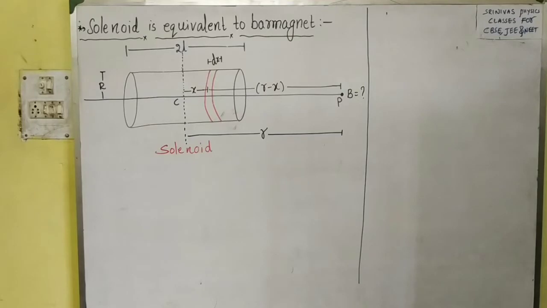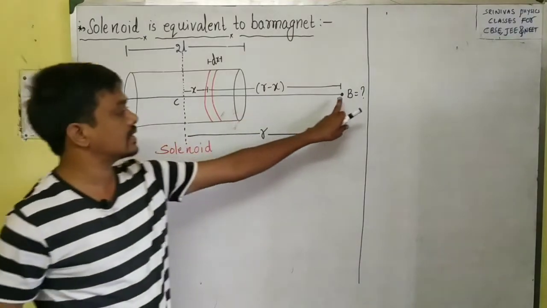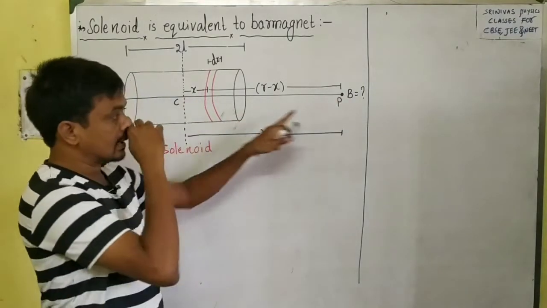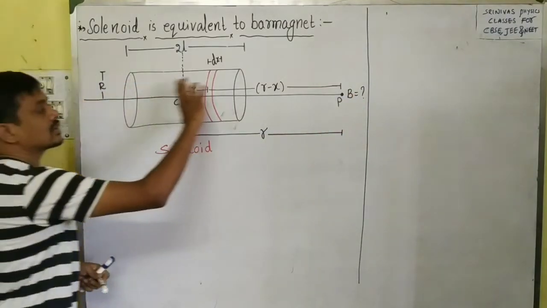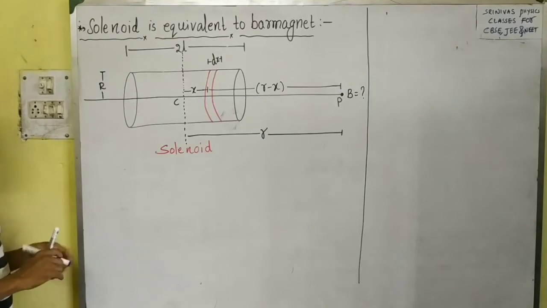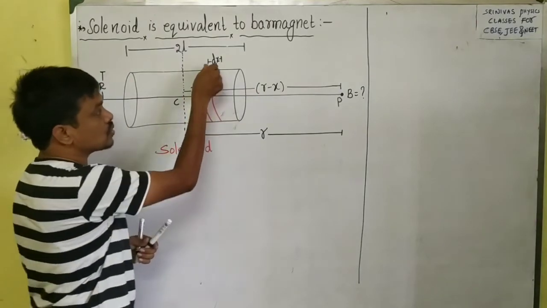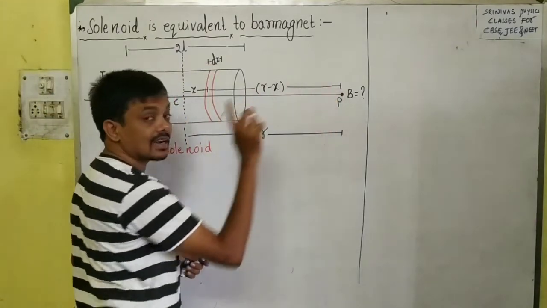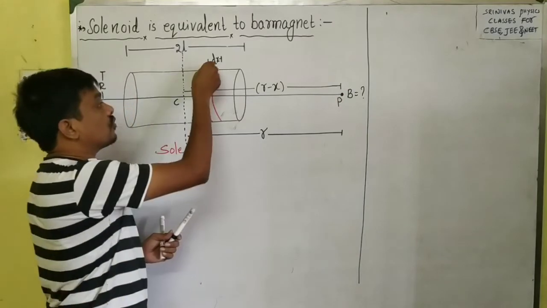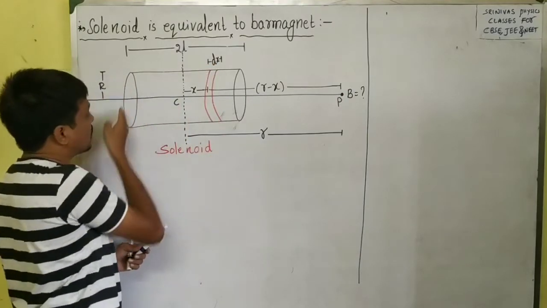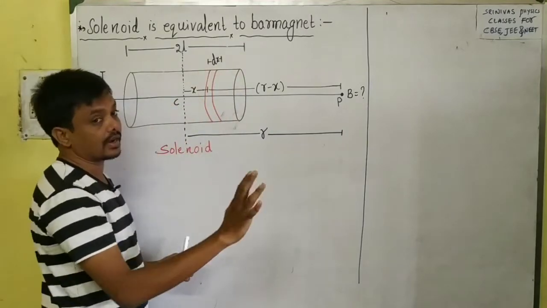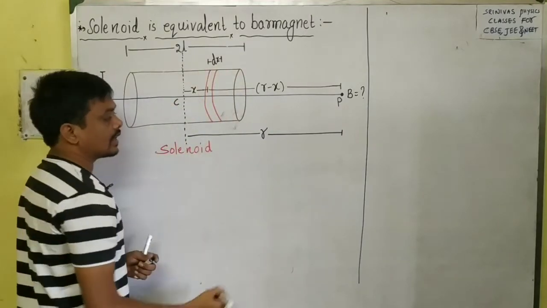Look at here, I am going to derive the formula for the magnetic induction. Magnetic induction means magnetic field strength, on the axis of the solenoid. For that, first I am going to take the small element. Due to this small element, I will consider the magnetic induction as dB. After finding the magnetic induction due to the small element, I will integrate to find the magnetic induction due to the total solenoid. This is the format.